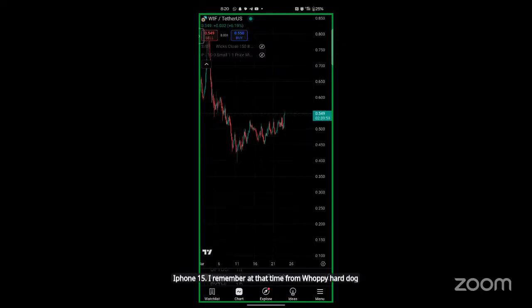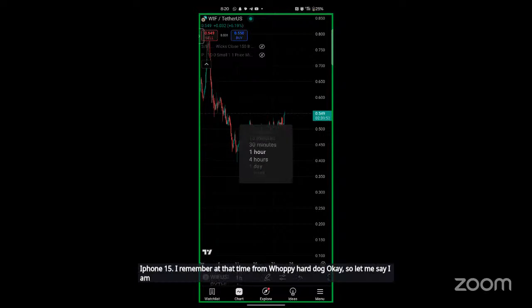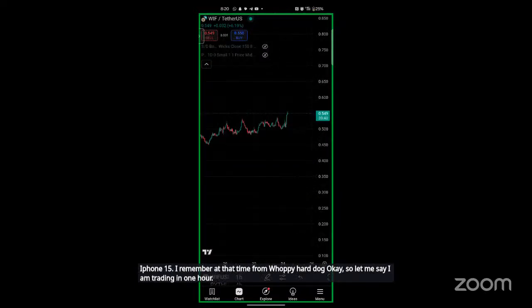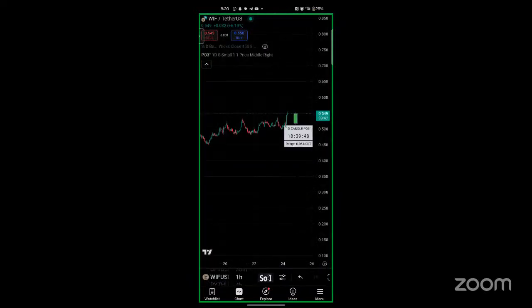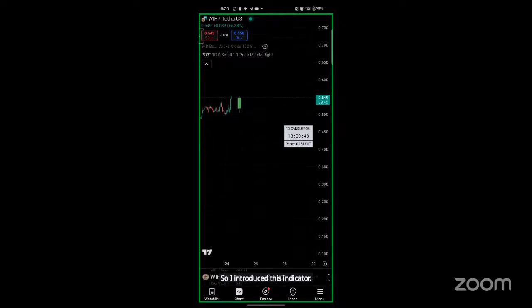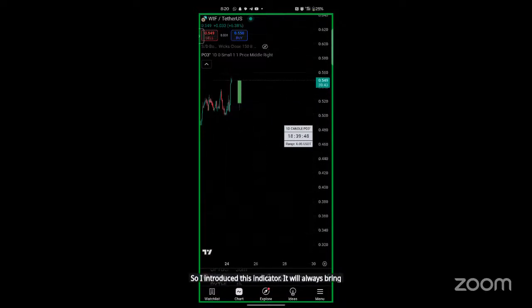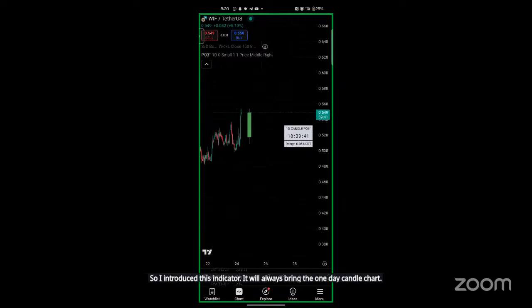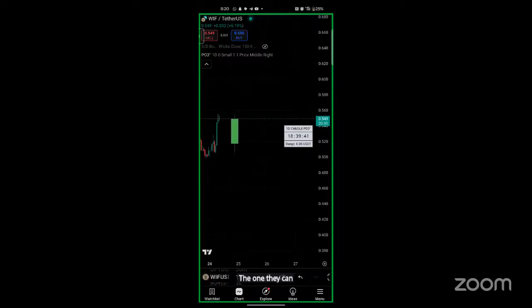Okay, so let me say I am trading in 1 hour. So I introduce this indicator. It will always bring the 1-day candle chart on my chart. Does that make sense? I don't know if it does. But now I'm going to give you the name of the indicator, all right?